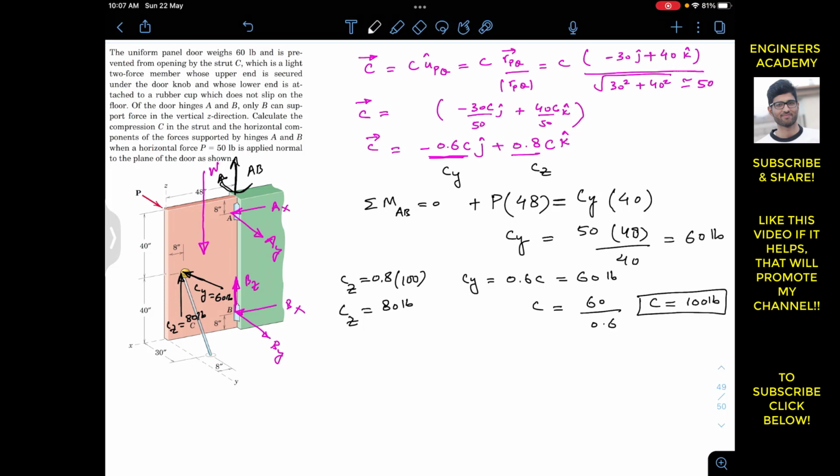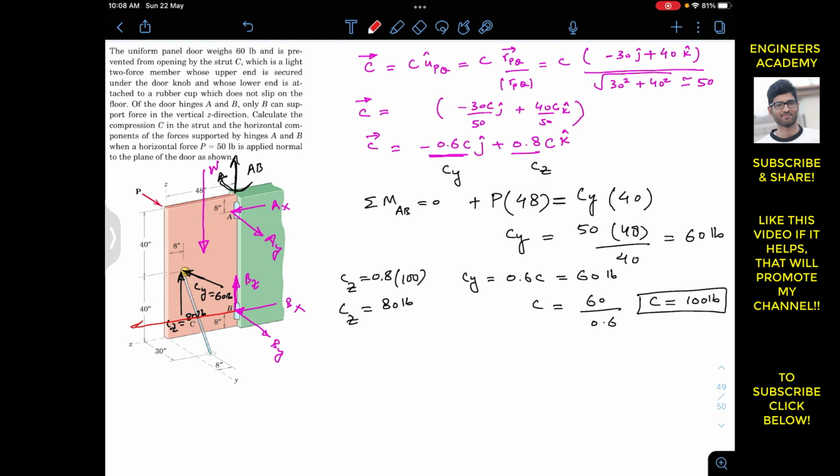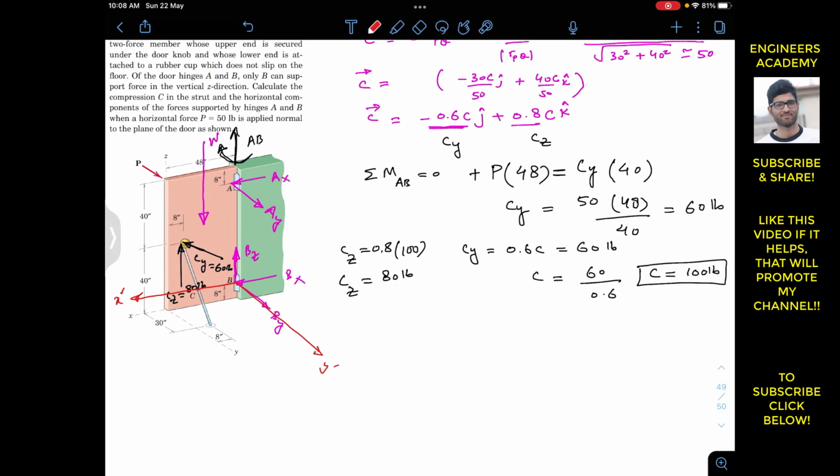Now to find the horizontal components of the reactions supported by hinges A and B, I am going to find the moment about point B. Let's say at B we have this x dash axis, and similarly at B we have y dash axis, right? We have defined another coordinate system at B. So now to find ax and ay, we are going to apply the summation of the moment about the x dash axis equal to 0.